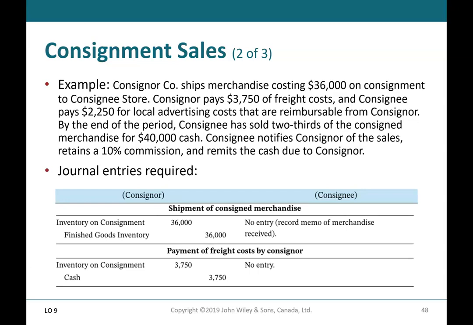Journal entries required. For the consignor, shipment of consigned merchandise: debit inventory on consignment $36,000 and credit finished goods inventory $36,000. No journal entry for consignee. The payment of freight costs by consignor: debit inventory on consignment $3,750, credit cash $3,750. No entry for consignee.